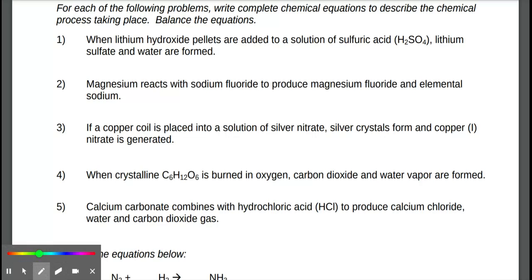If a copper coil is placed in a solution of silver nitrate, silver crystals form and copper 1 nitrate is generated. What's cool about this example real quick is that this is actually a lab that we normally do. It's the one I may have mentioned to your class about Mr. Hamer and I figuring out if we're able to complete it or not.